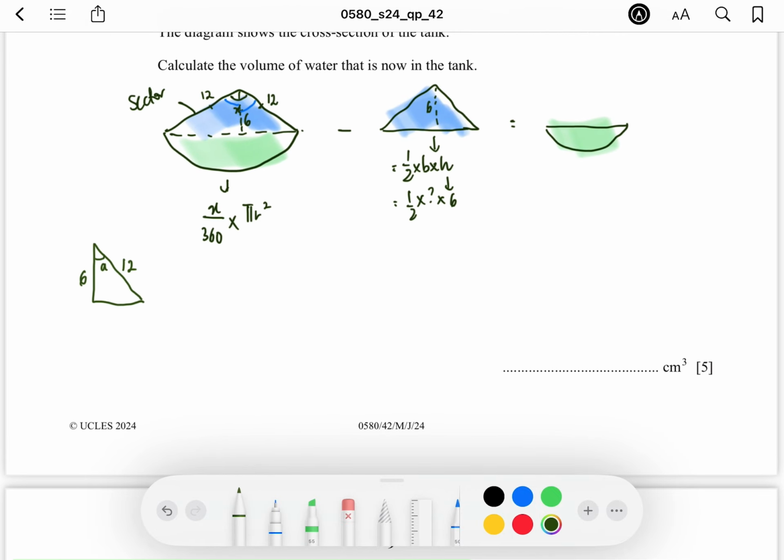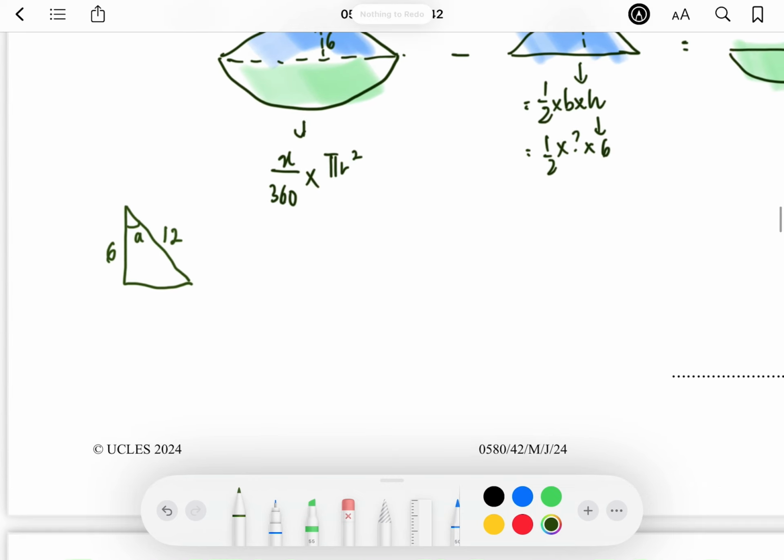So, once you find X, baru dapat dalam formula. Okay. So, we find A. How do we find A? How do you find A? Pythagoras? Dah dapat Pythagoras. Kalau Pythagoras, you find unknown side. Kita ni cari angle. Artinya pakai? Ya, ratio. Okay, so that's your 90 degrees.